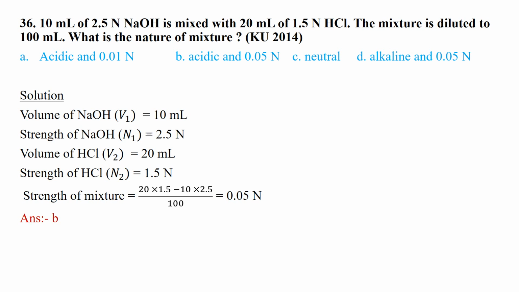Next question. 10 ml of 2.5 normal NaOH is mixed with 20 ml of 1.5 normal HCl. The mixture is diluted to 100 ml, right? We have to know the nature of the mixture, right? To know the nature of the mixture, first of all, use these 4 values. Volume of NaOH and strength of NaOH, just multiply these 2 values. Answer will be 25, right?